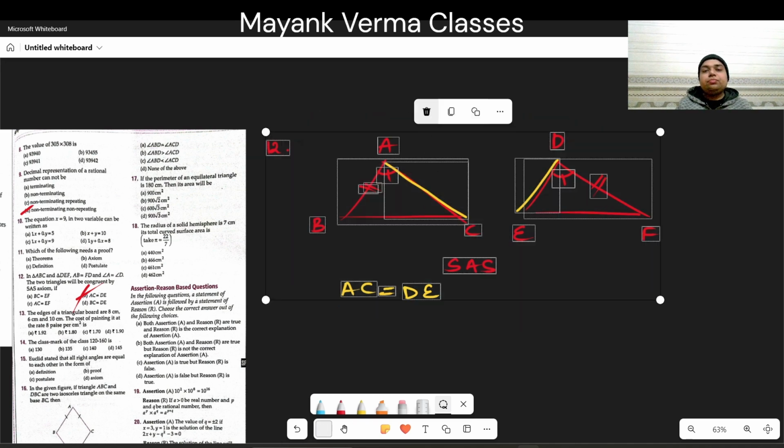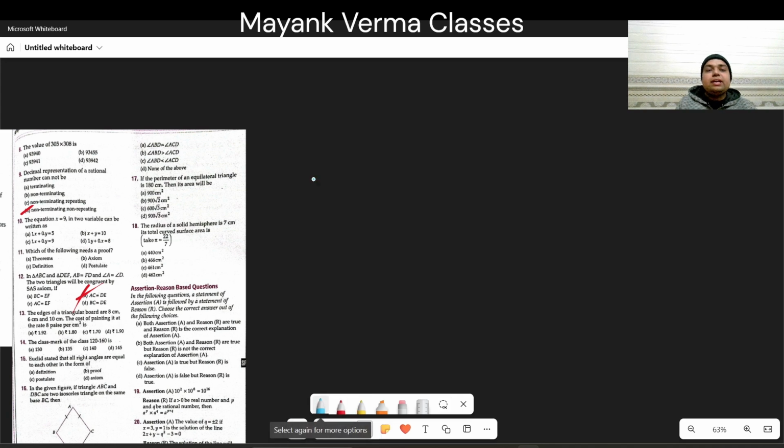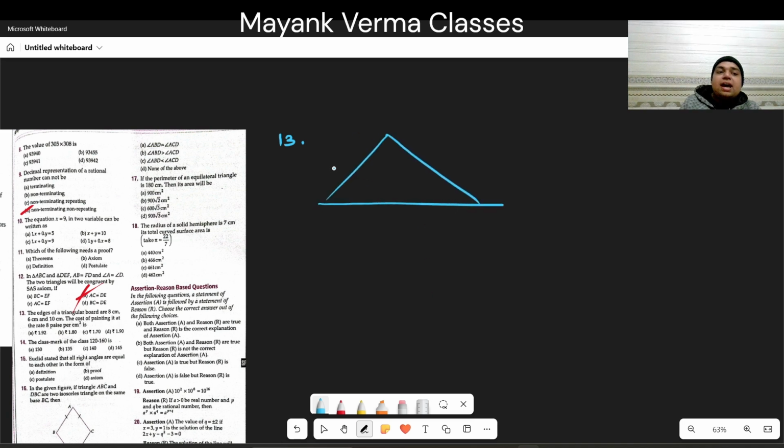In the 13th question, it says the edges of the triangular board are 8, 6 and 10 centimeters. The cost of painting it is at the rate of 8 paisa per centimeter square. So a triangular board is given to us, and the sides of it are also given, 8, 6 and 10, and the rate is 8 paisa per centimeter square.